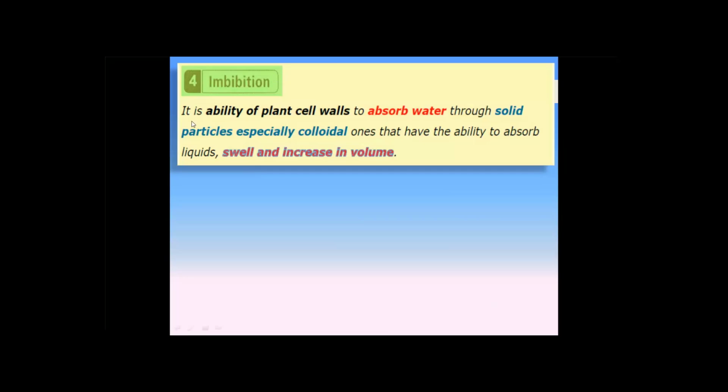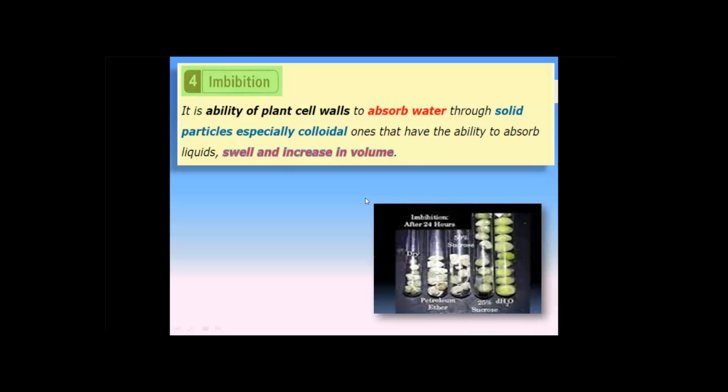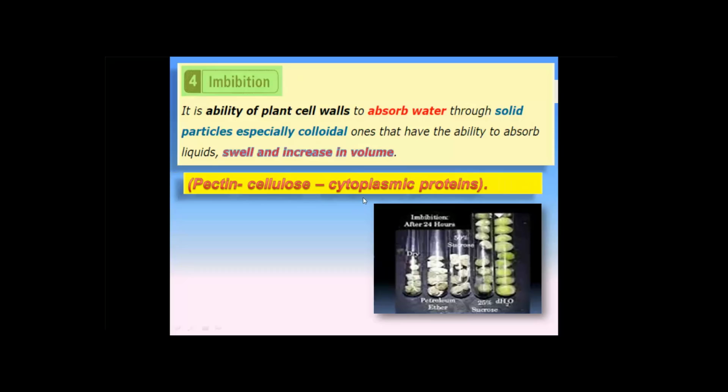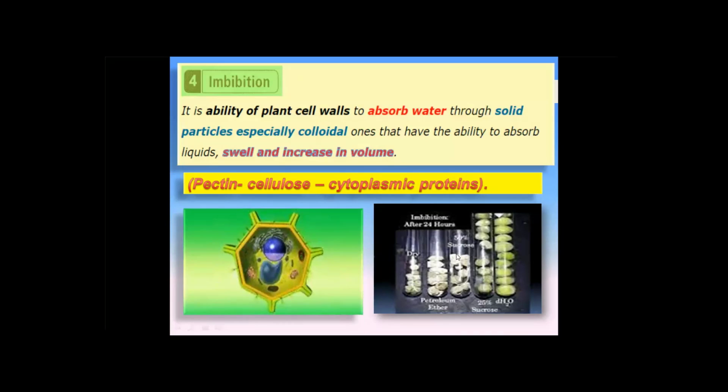Imbibition, the fourth phenomenon. It is the ability of plant cell walls to absorb water through solid particles, especially colloidal ones, that have the ability to absorb liquid, swell, and increase in volume, such as pectin, cellulose, and cytoplasmic protein. They increase in volume and swell. As we see in the plant cell, in the cytoplasm, there are cytoplasmic proteins that work by imbibition.